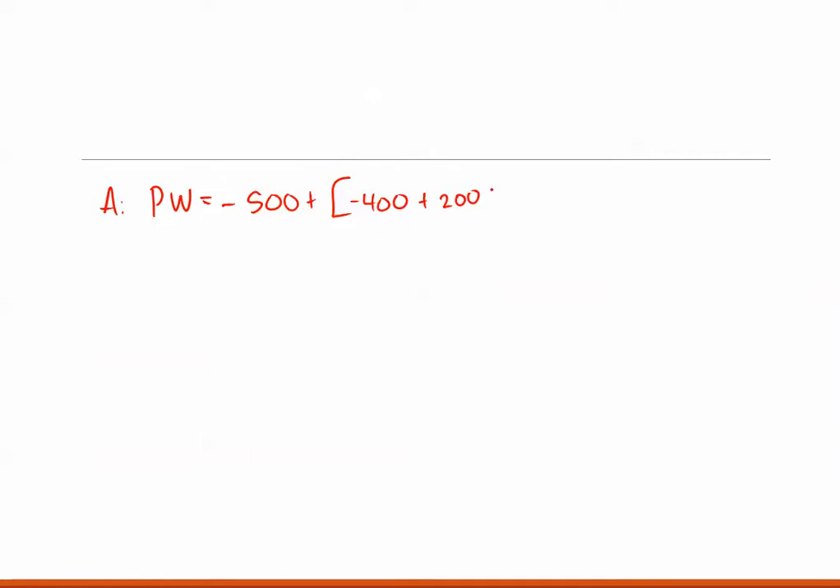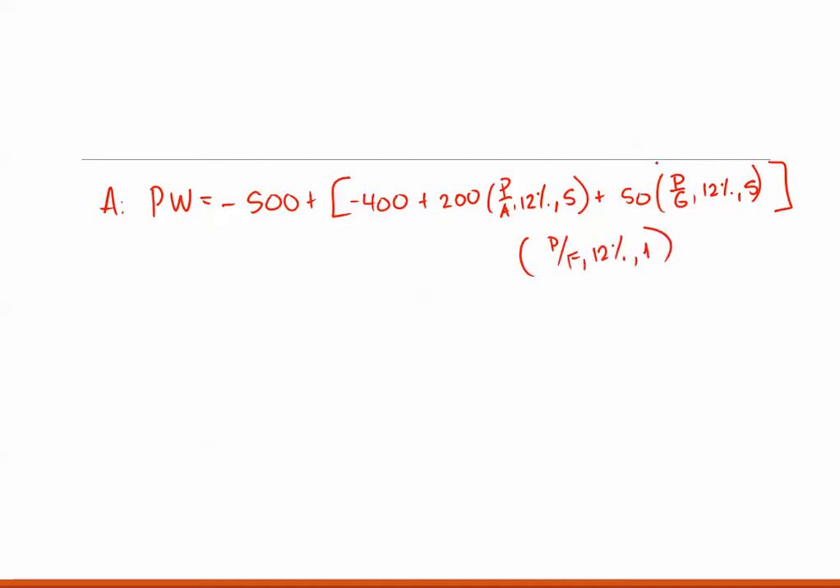So plus 200, P given A, 12%, 5 years, plus 50, P given G, 12%, 5 years. And then this I'm going to multiply times P given F, 12% for 1 period. And that gives me 72.179. Okay, let's do it for B.